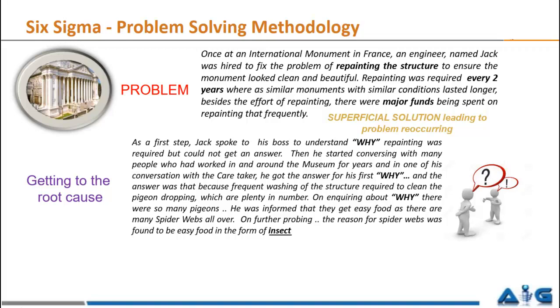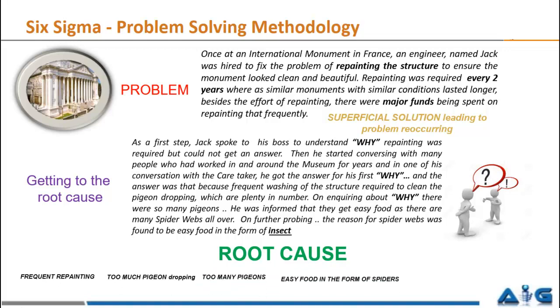On further probing, the reason for the spider webs was found to be easy food in the form of insects. Understandably, the root cause of the frequent painting was too many pigeon droppings, too many pigeons, easy food for pigeons in the form of spiders, too many spiders due to insects. So Jack got the necessary financial approvals for removing the spider webs and killing the spiders, removing the pigeon nests and removing the pigeons. Hence there was a reduction in pigeon droppings.